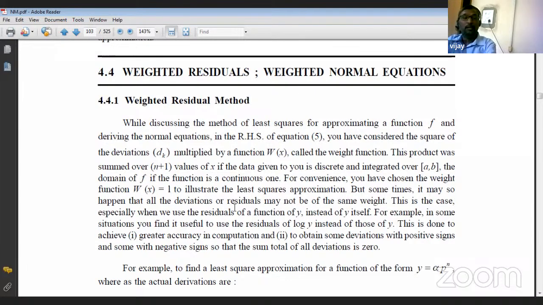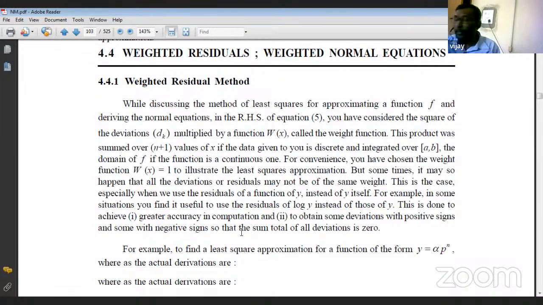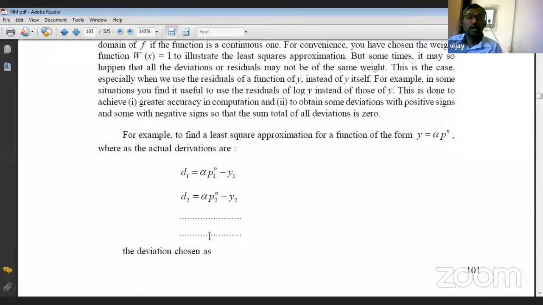For example, in some situations it is more useful to use the residuals of log y instead of those of y. This is done to achieve greater accuracy in the computation. The sum of deviations, with positive and negative signs, gives the total of all deviations. You can take y equal to alpha p to the power n; here we take y1 equal to alpha p to the power n minus 1, y2 equal to alpha p2 to the power n by 2.